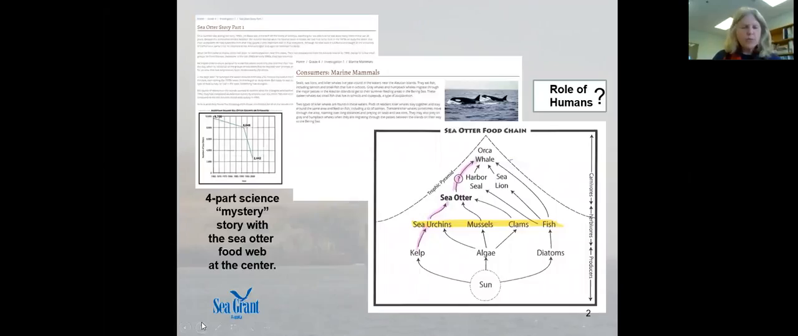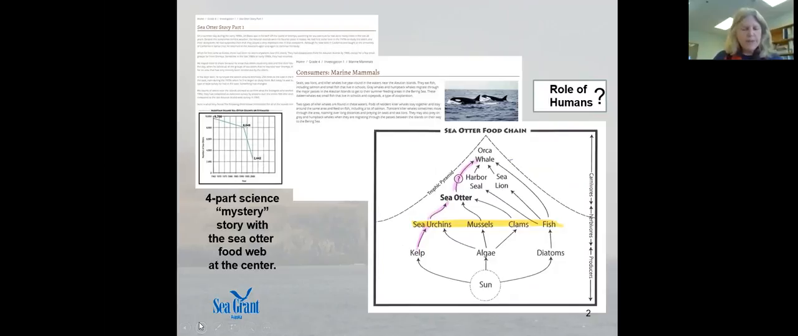The unit uses a real Alaska science mystery to engage students, that of a surprising and drastic decline in sea otter populations in the Aleutian Islands. One of the first science concepts in the unit is that of food chains and food webs. In relation to the possible cause of the sea otter decline, students learn about research on the food chain you see highlighted here in pink, from kelp to sea urchins to sea otters, and later they learn about research into the possible role of killer whales in that food chain, also highlighted in pink.